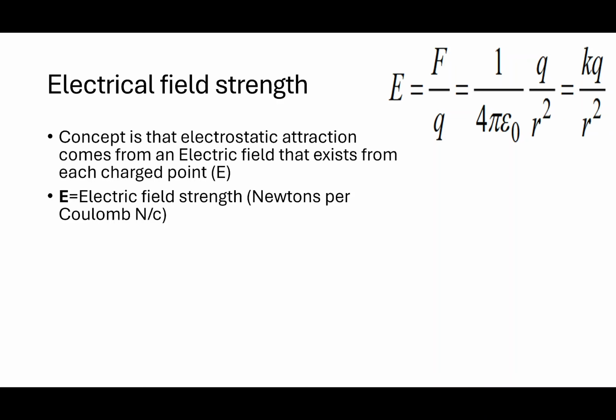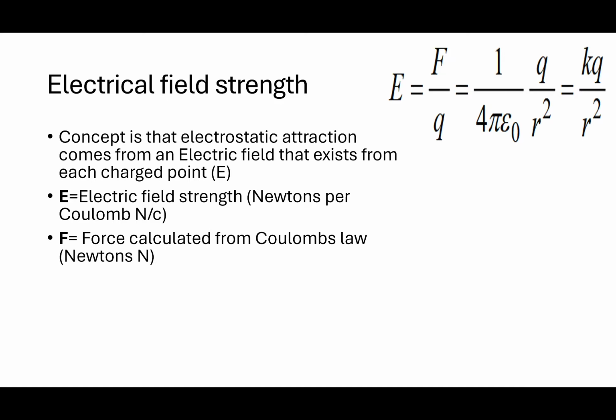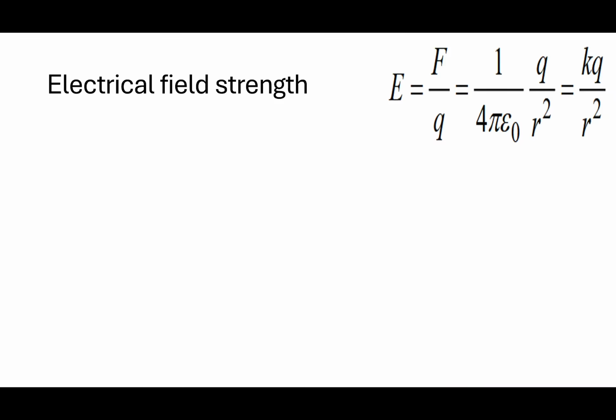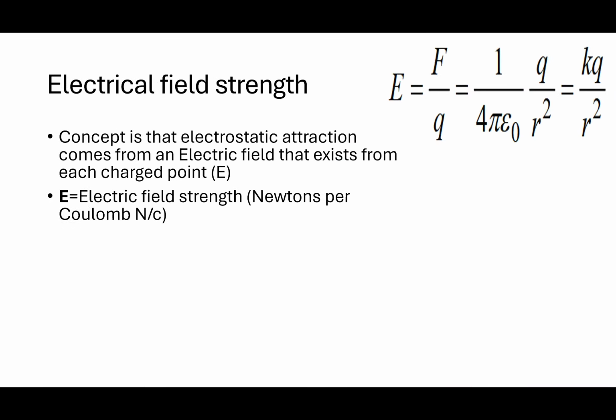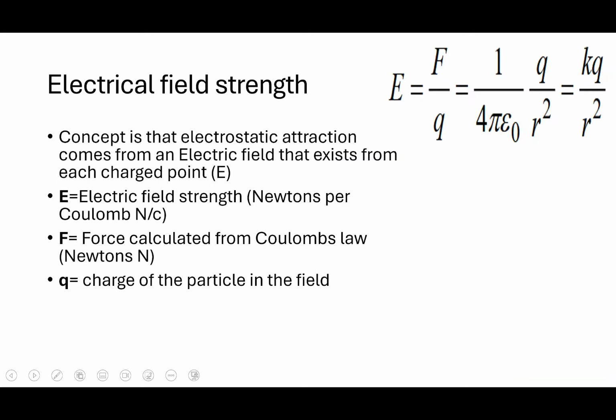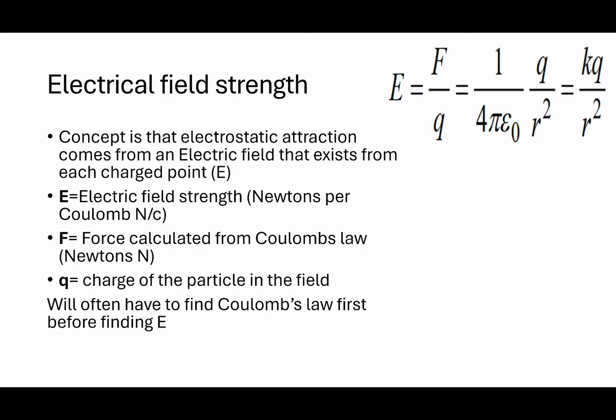So E is the electric field strength, and that's what the whole formula is about. And this is newtons per coulomb, because it's equal to F over Q. F is newtons, Q is coulombs. F is the force that we calculated just a previous slide from Coulomb's law. Q is the charge of the particle in the field. And you will often have to find Coulomb's law first before finding E.